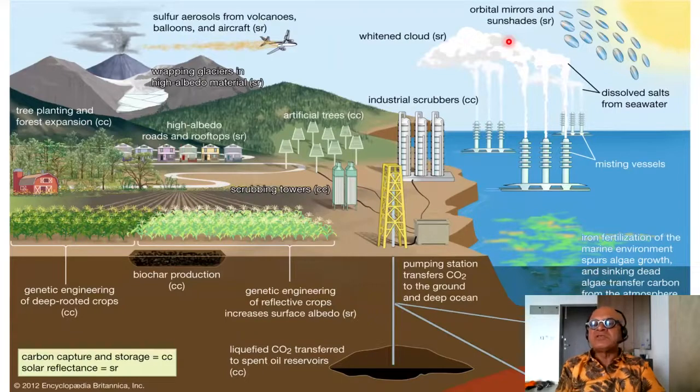Orbital mirrors and sunshades could be less Frankensteinish than these aerosols, one has to see. So dissolved salts from seawater sprayed to change cloud optical properties. So these are the misting vessels, again already going to be tried. This is iron fertilization of the marine environment, where there is iron limitation. It can spur algae growth and export carbon. And there was a long debate for a decade about whether this will work or not, but now it is again considered as a viable option.